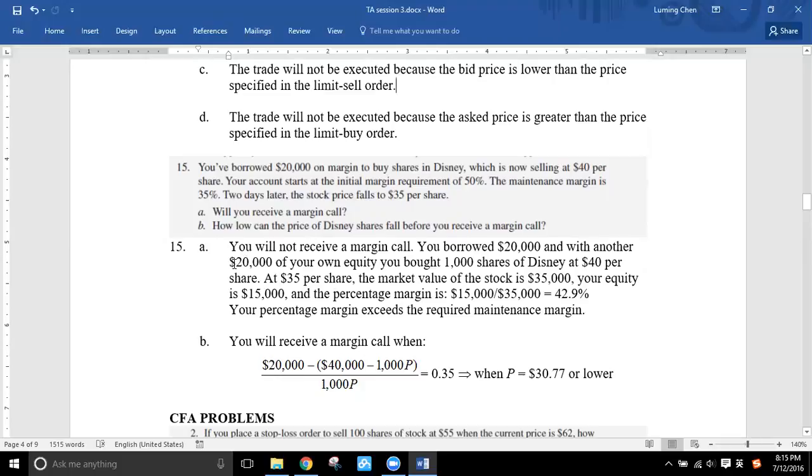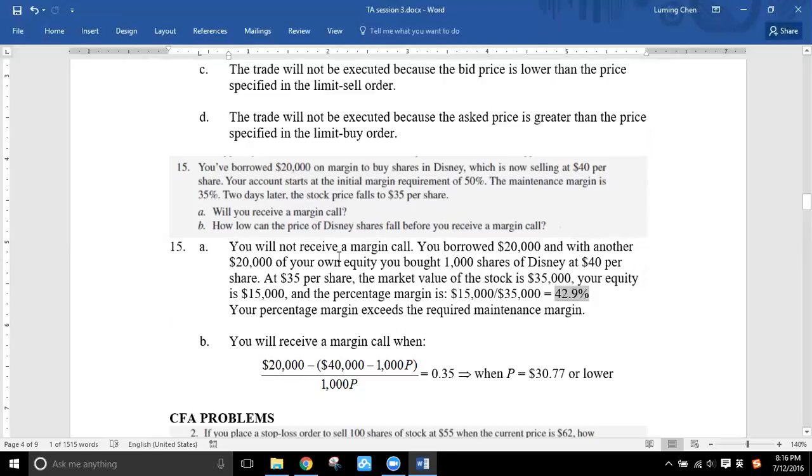You have to pay back the principal with interest when the deal closes. So your equity is now only $15,000 because you take the whole loss of $5,000. And the percentage margin is now 15,000 over 35,000, which is now the market value of the stock. The percentage margin is 42.9%, which is greater than 35%. So you will not receive a margin call.